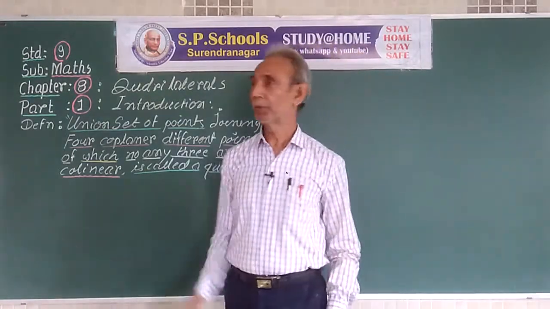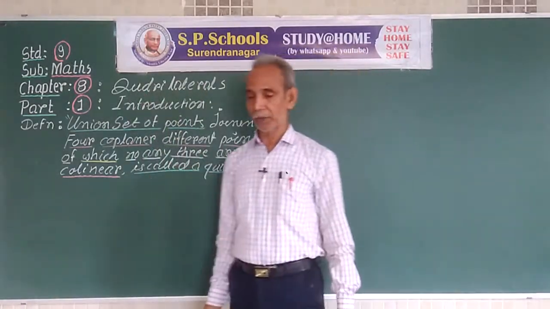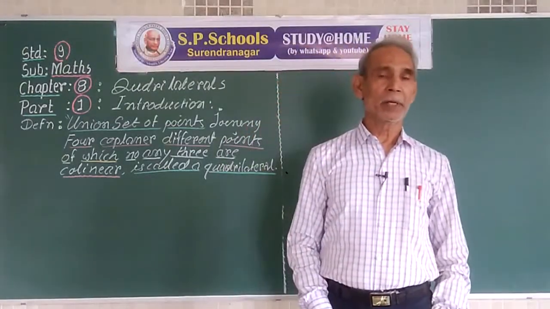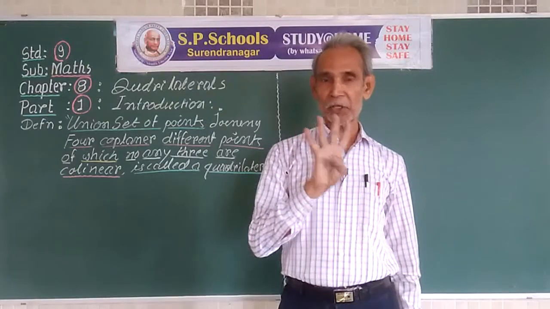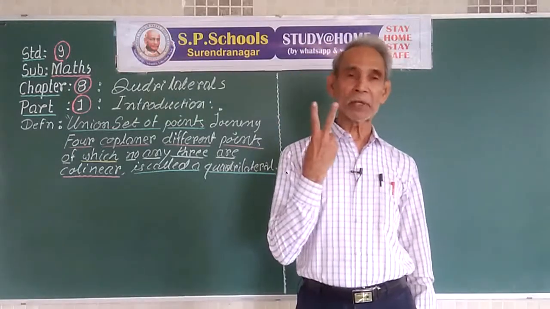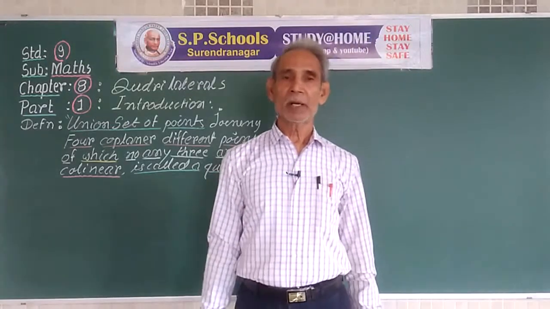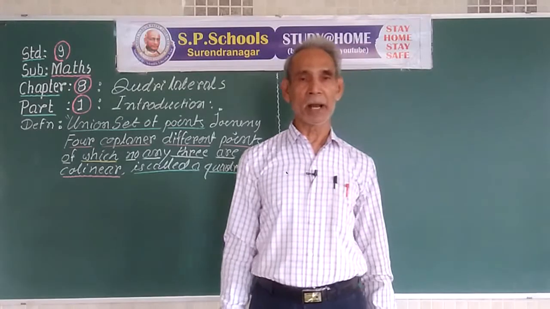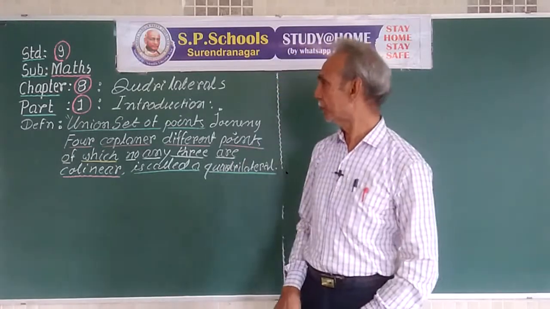Discuss about quadrilaterals. Quadra means 4. Tetra also means 4. Tri means 3. Bi or di means 2. Di, tri, tetra, penta, hexa, hepta, like that.